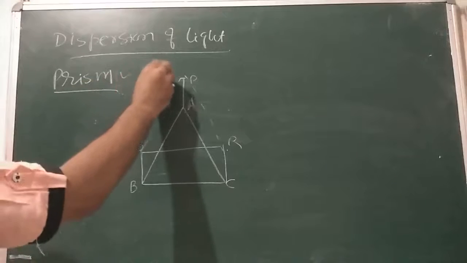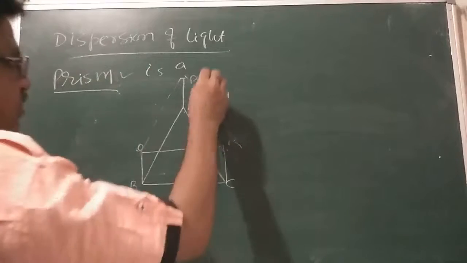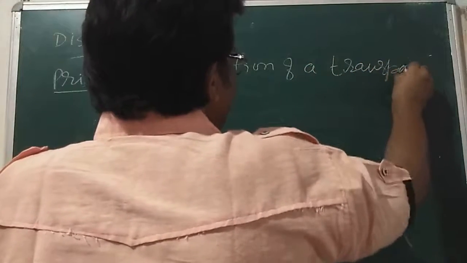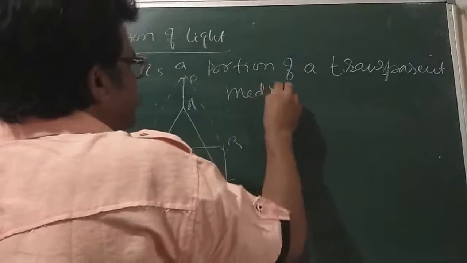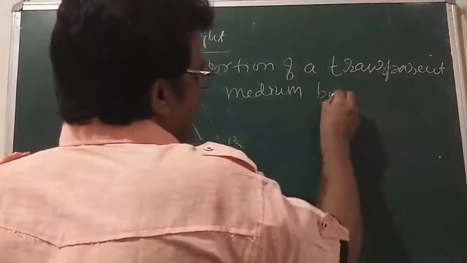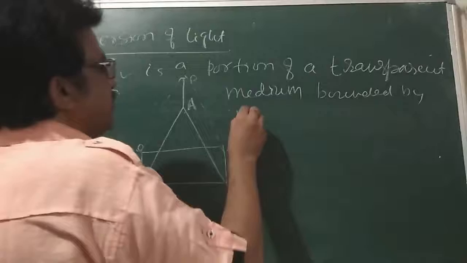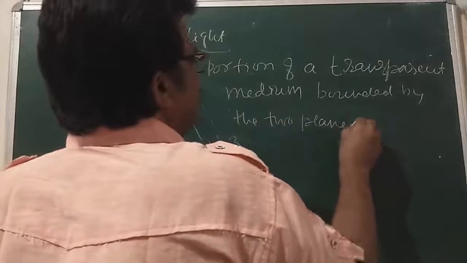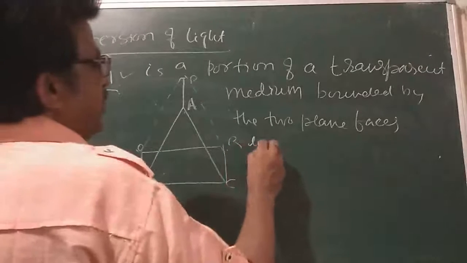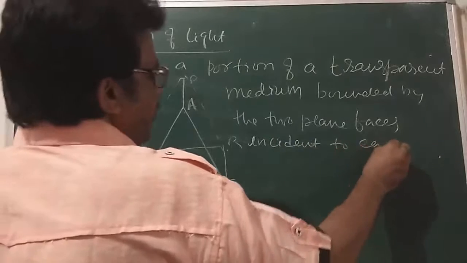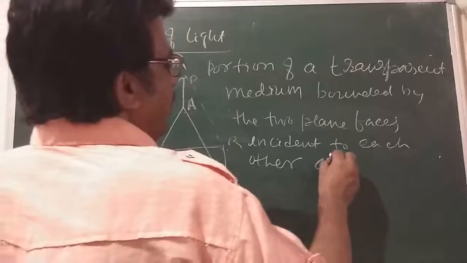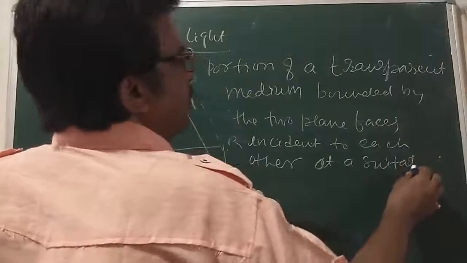So a prism is a portion of a transparent medium bounded by two plane faces, inclined to each other at a suitable angle.